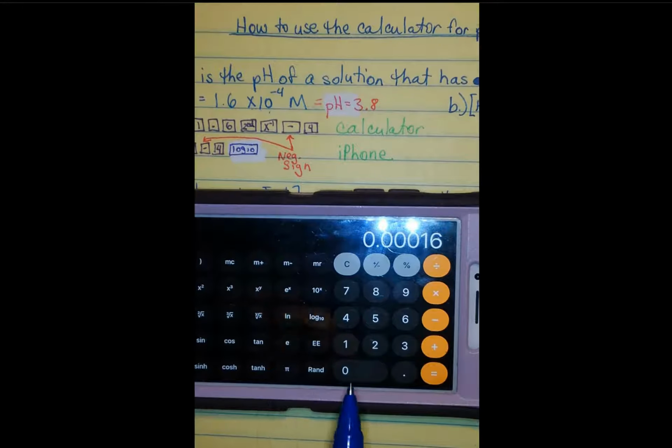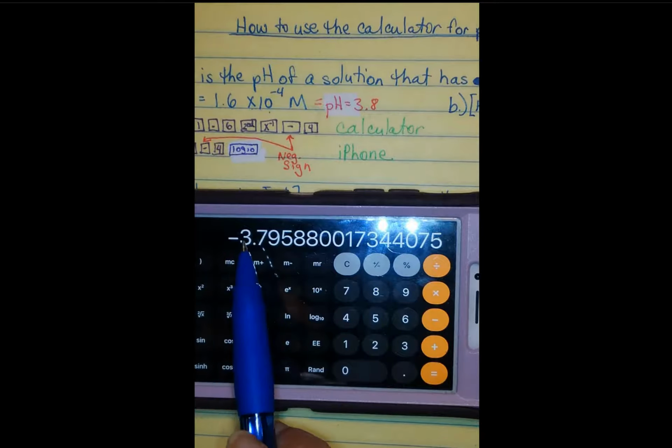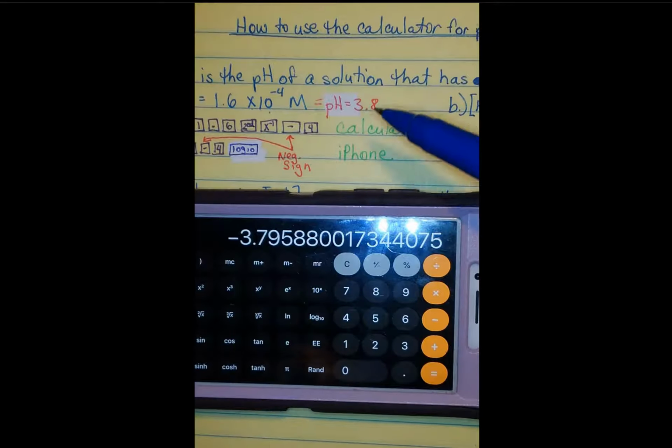Now all you have to do for the log is right here, there's log 10. So go ahead and press log 10, and you should be able to get that. Realize, you guys, that the answer given on your calculator has a negative sign, but you are not going to put that negative sign there. Your answer is going to be just 3.8, without the negative sign.